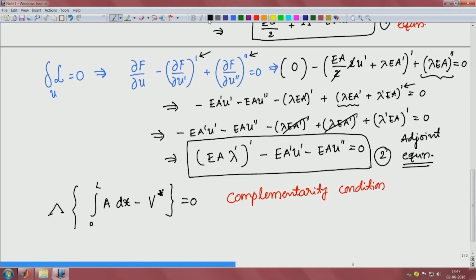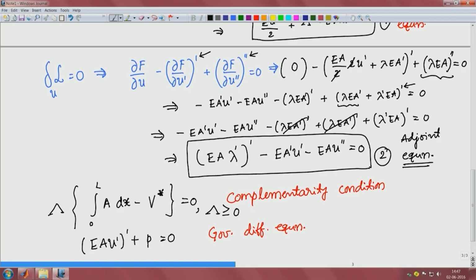And then we have the governing differential equation, E A u prime prime plus p equal to 0. And another thing that we know should hold, in addition to this complementarity condition, is that lambda should be greater than or equal to 0. Lambda can be 0 or positive, but not negative. So we have these equations.